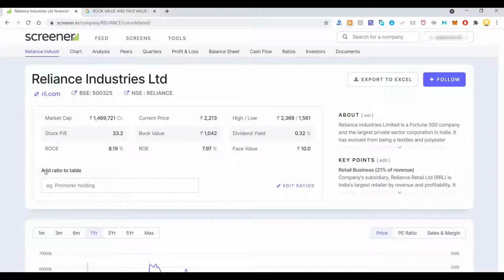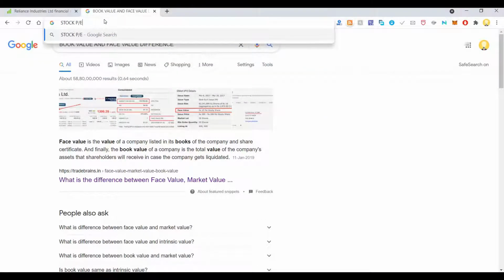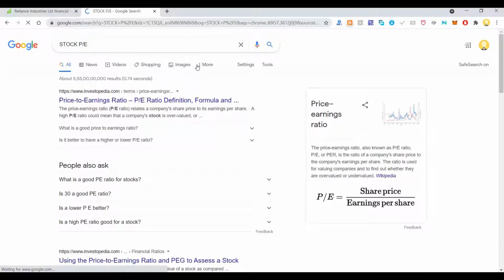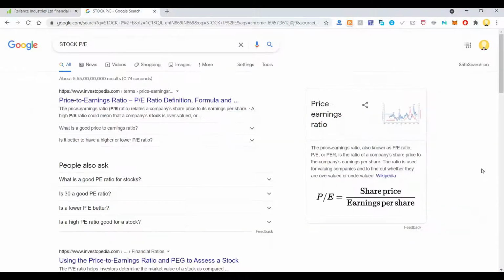Then we have stock P/E, which again you can get by searching. If you search for stock P/E, it will tell you what that is. That is nothing but the price to earnings ratio, which is the share price of Reliance divided by earnings per share. In other words, it is the amount of money it takes for you to generate that amount. For example, when you say 33.2, we need to put in 33.2 rupees to generate 1 rupee. That's what it means.